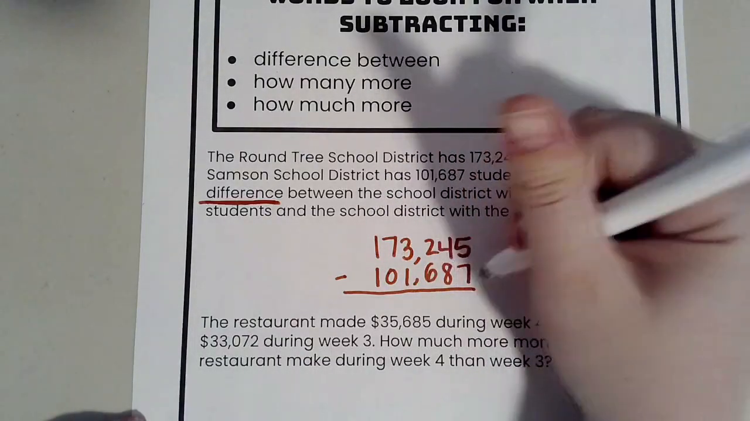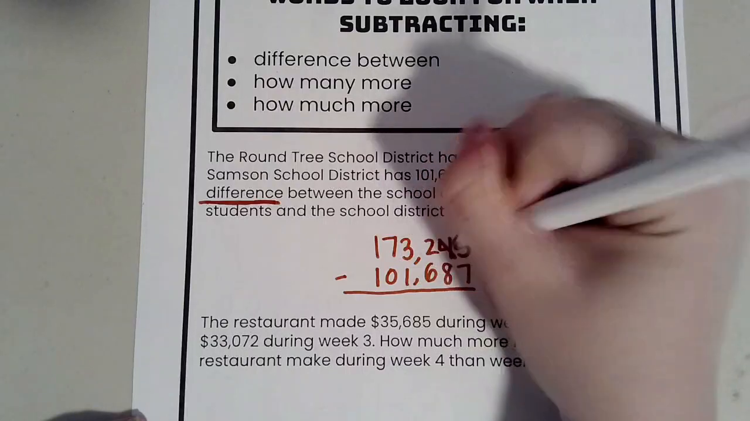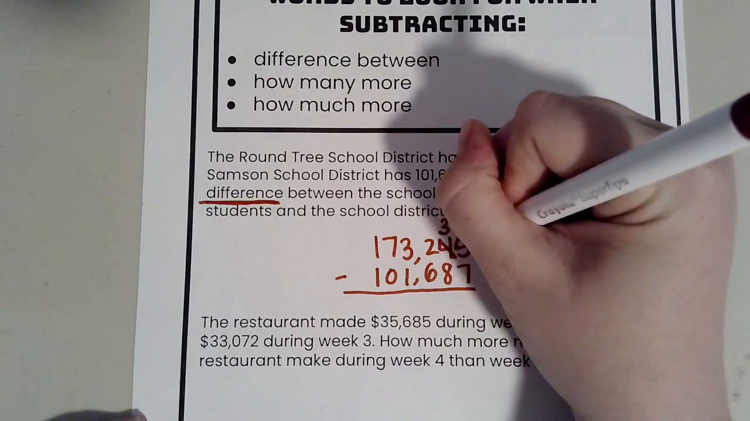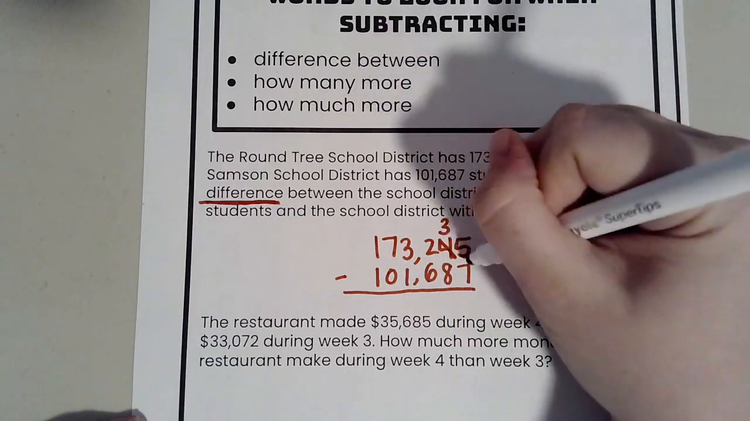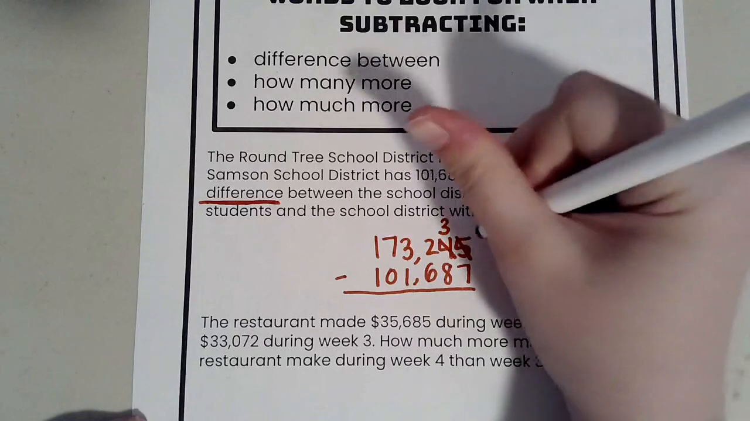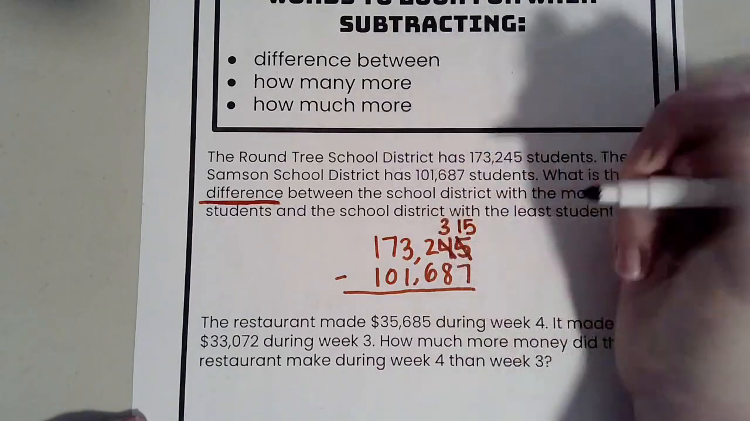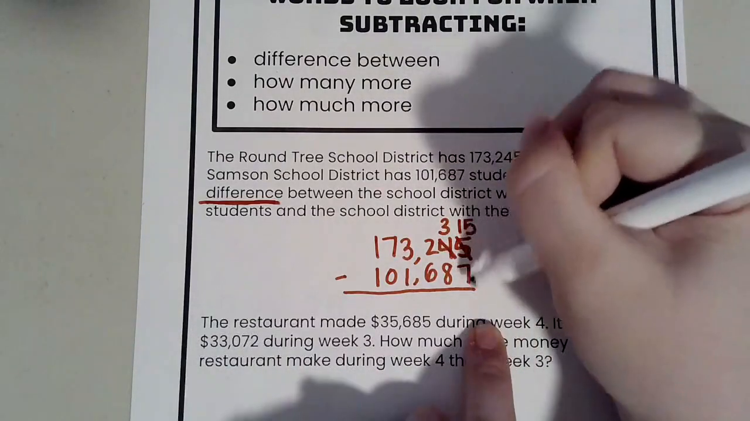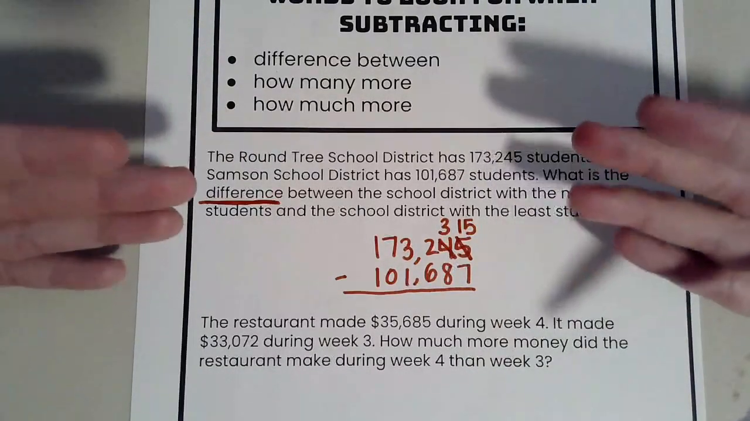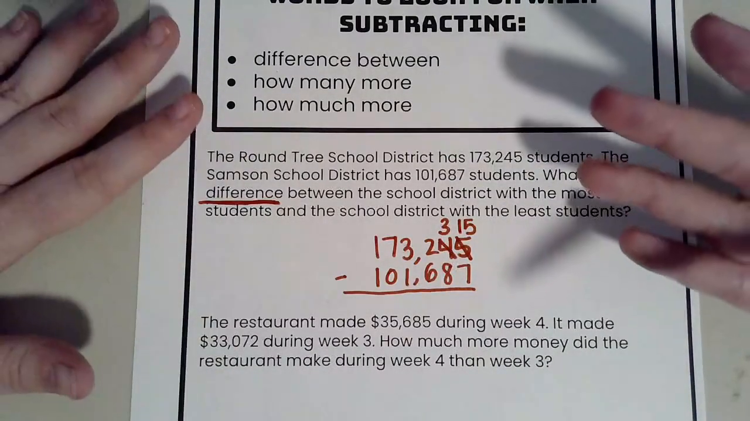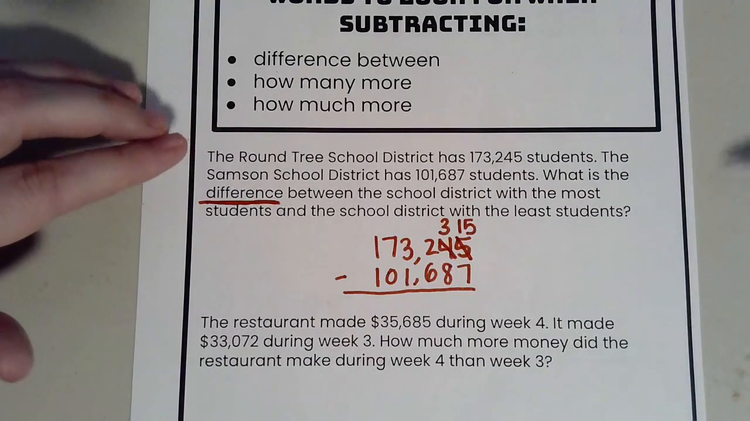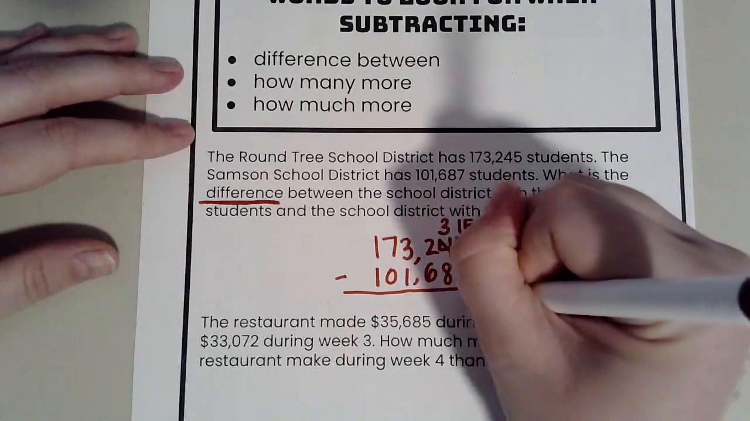5 minus 7 we cannot do, so let's cross out this 4. It's going to become a 3, and this 5. Now, I didn't leave enough room in between my digits this time. So I'm going to cross it out, and I'm going to put my 15 up here to make sure that I really know what I'm doing. If you get to a point where you're looking at your numbers and you're like, what am I supposed to be doing? You need to rewrite your problem because you would rather do that than have to redo it later because you're wrong. So 15 minus 7 is 8.